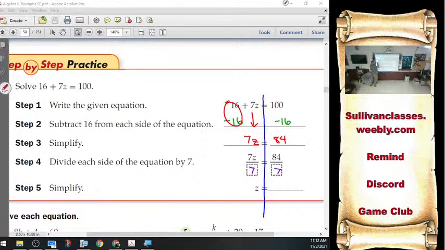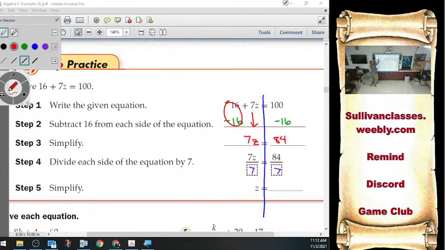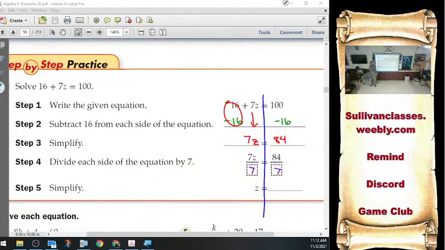So, now that I'm here, I need to show what? What is 7 divided by 7? 1. Show that it's 1. Show that I have 1 Z left over. Grab your calculator if you don't know it off the top of your head, and 84 divided by 7 is 12.